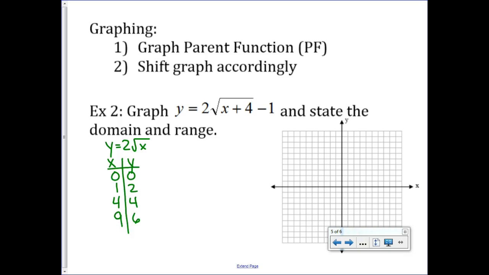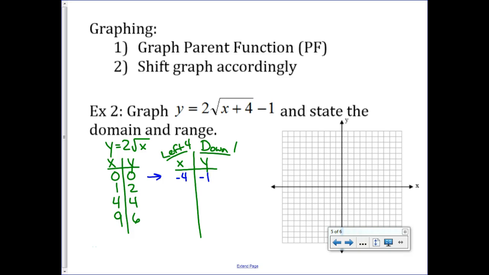So then my translation would be to move to the left 4 and down 1. I'm going to use blue here for this so I can graph them. So from 0, 0, I'm going to move left 4, and I'm going to move down 1. From 1, 2, I'm going to move left 4, so 1 minus 4 is negative 3.